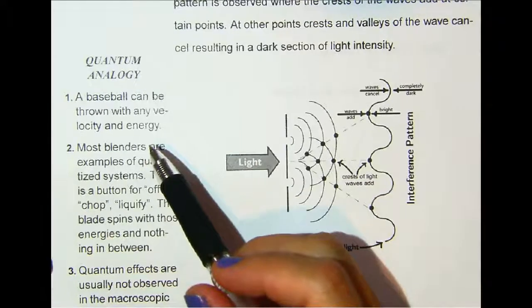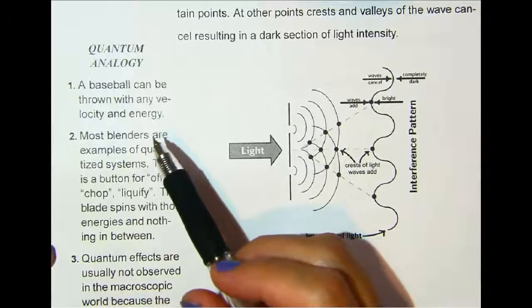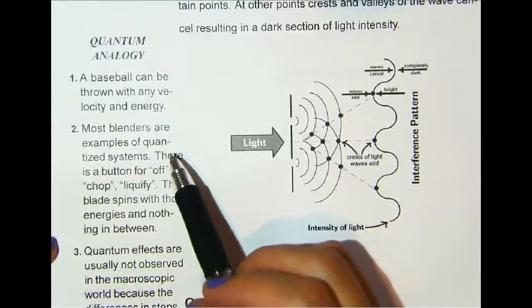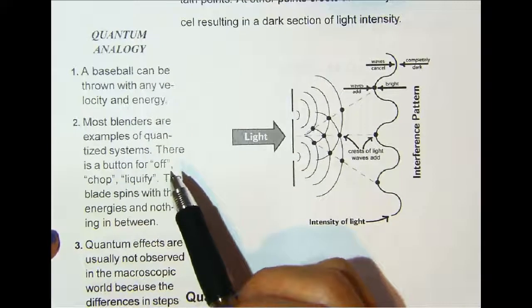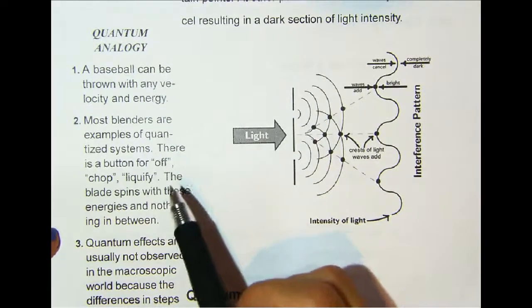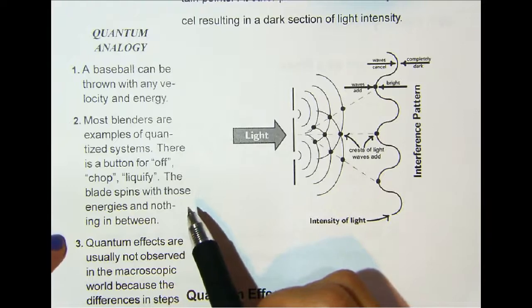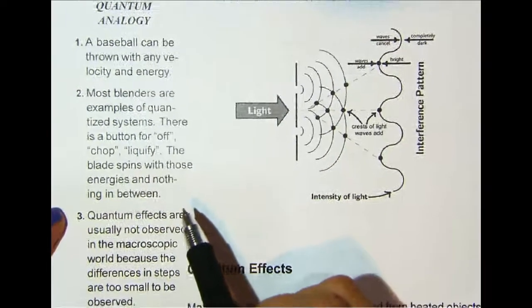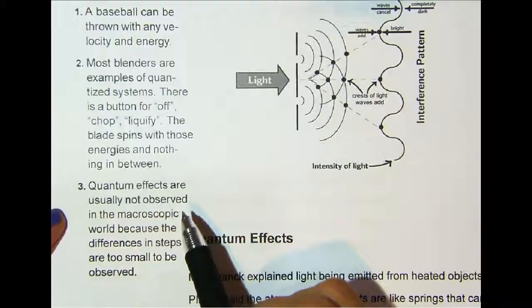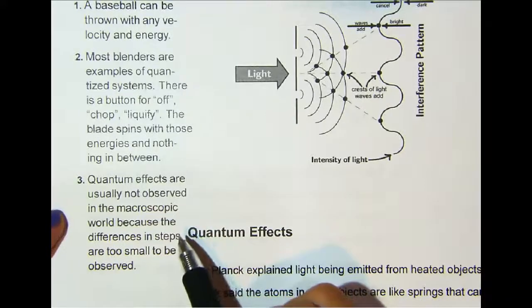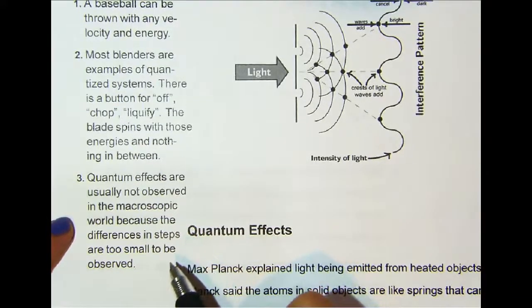A baseball can be thrown with any velocity and energy. Most blenders are examples of quantized systems. There is a button for off, chop, liquefy. The blade spins with those energies and nothing in between. Quantum effects are usually not observed in the macroscopic world because the differences in steps are too small to be observed.